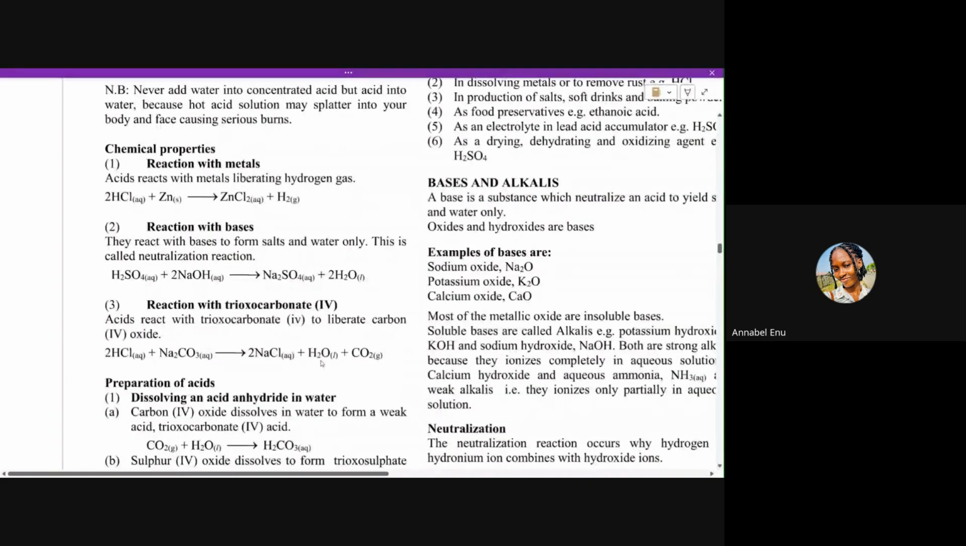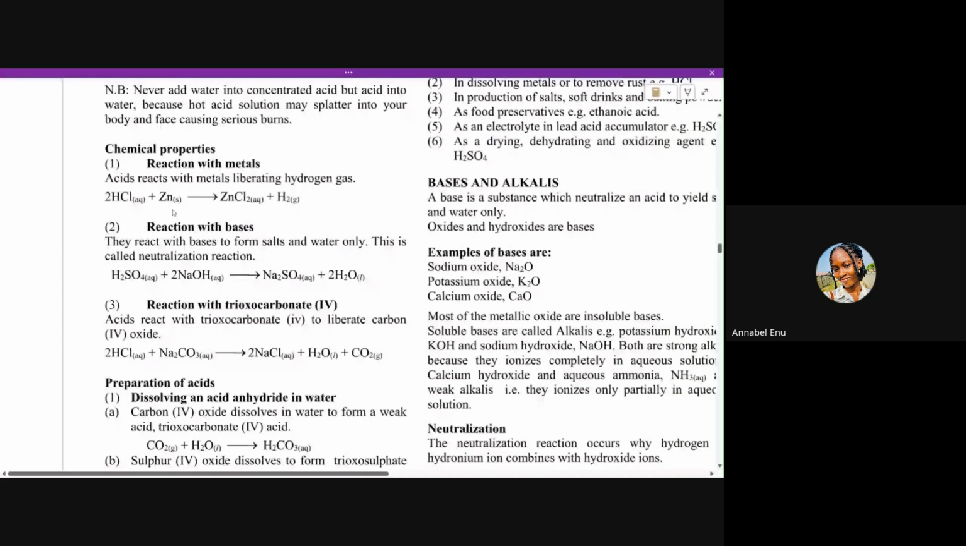I saw this question in one of your exams, I think 2025 or 2024. Now, an acid carries out these three major reactions. So we're dealing with reactions of acid. These are the three major ones: one is reaction with metal, two is reaction with base, and three is reaction with trioxocarbonate.